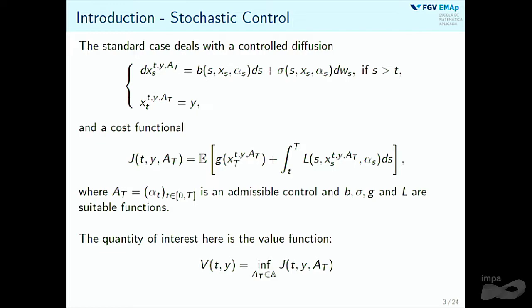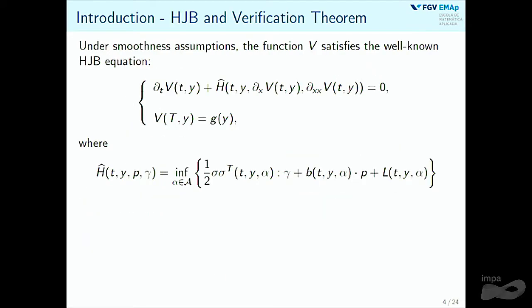And we are interested in the value function here. For now we are considering the infimum. You can consider the supremum, no problem. So it's the infimum over all admissible controls of the cost functional here. So you have a terminal cost and a running cost. And here as well we have alpha_s, so just the spot control. Okay, this is the usual stuff.